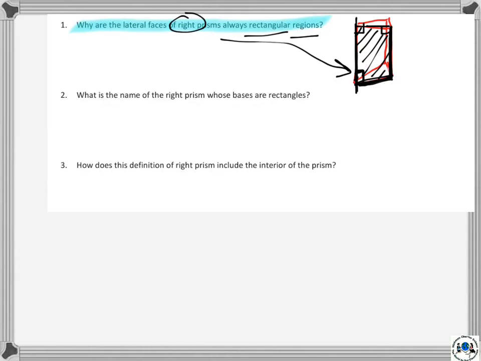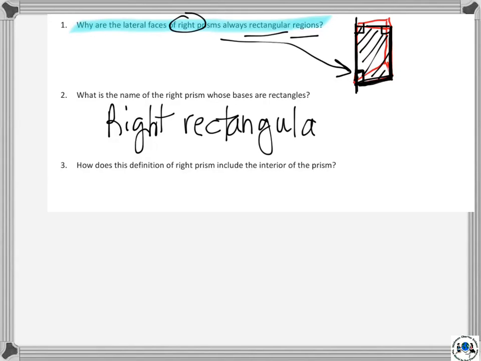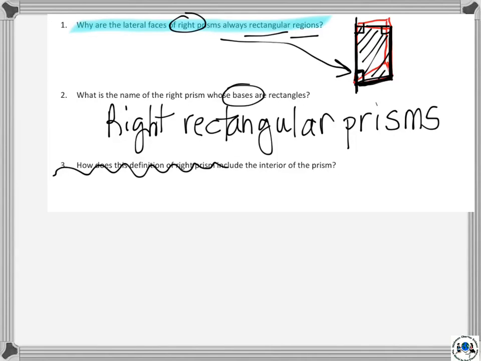All right, and then it says, what is the name of the right prism whose bases are rectangles? Well, of course, it is a right rectangular prism, because, as we mentioned before, all of our right prisms are named after their bases. So the bases lend the right prisms their names. Alright, so how does this definition of right prism include the interior of the prism? I do not exactly know what they're talking about, so I'm going to just cross that out for now.